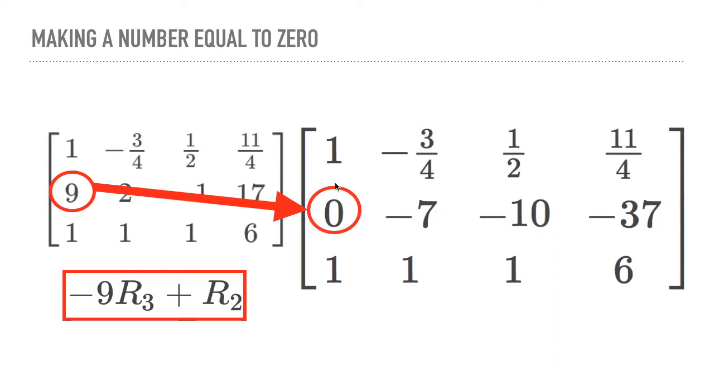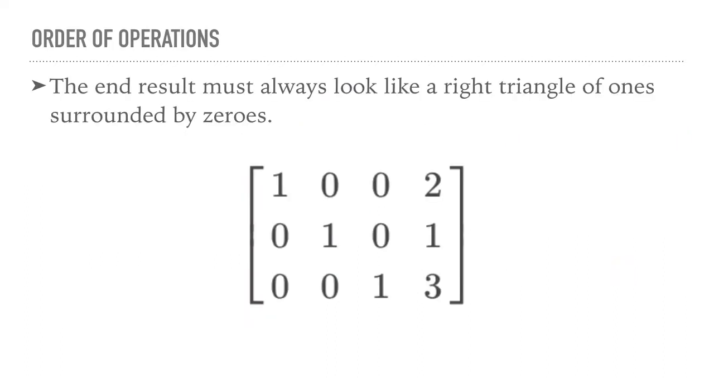And the same thing goes for the rest of the numbers. So this is basically it. Now we're just going to see the order of operations in order for the end result to look like this. For example, the end result must always look like a right triangle of ones surrounded by zeros. What does this mean? It basically means that the right triangle should be like a sort of pyramid of ones, but then we should have zeros all around.